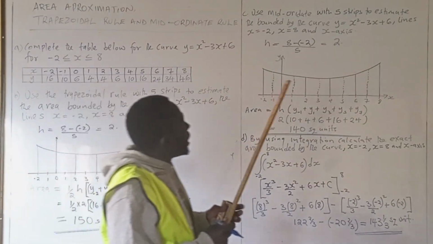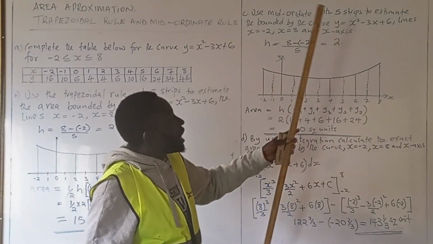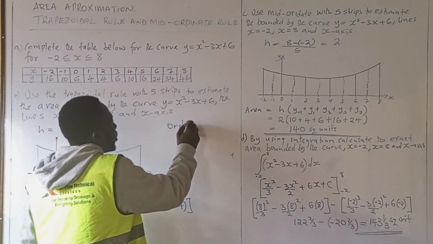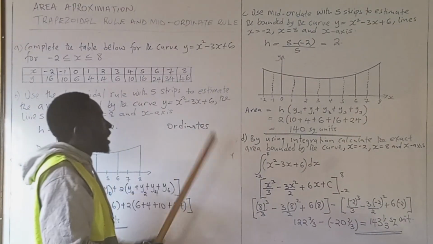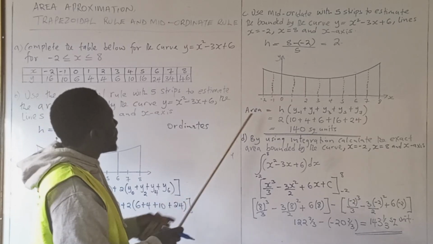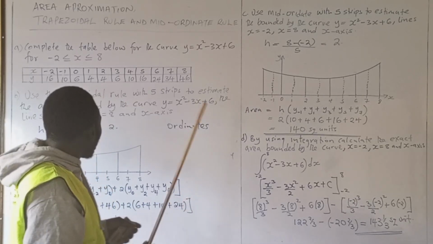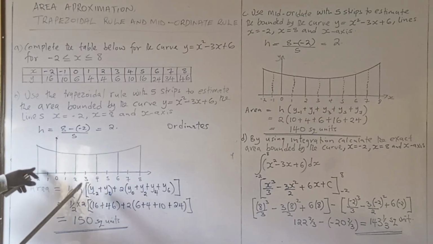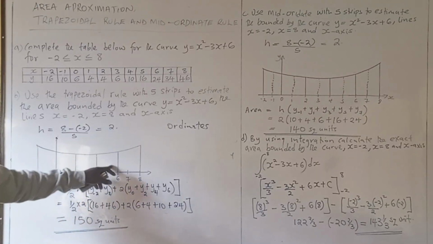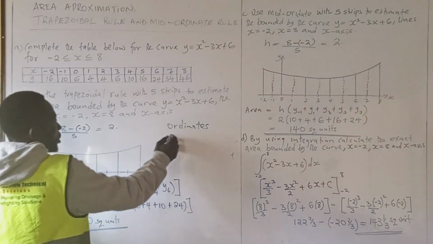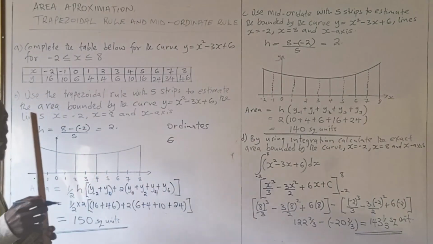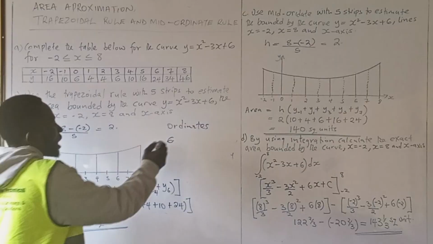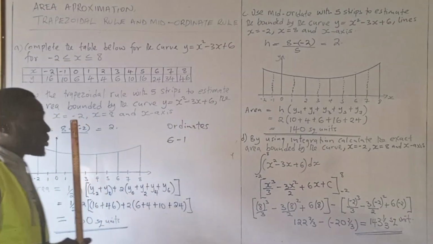Sometimes they can tell you to use strips or ordinates. When they tell you to use ordinates, what are ordinates? Ordinates are the boundaries. For example, here, how many ordinates will this one have? 1, 2, 3, 4, 5, 6. So 6 ordinates. When you are told to use 6 ordinates, you subtract 1 to get the number of strips.